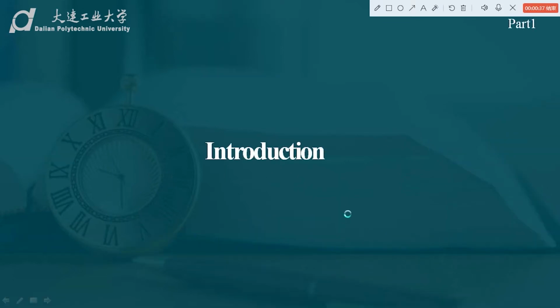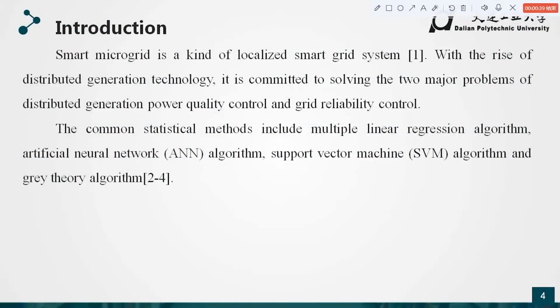This is the introduction. As the society's demand for electricity is increasing, traditional energy and environmental pollution problems are becoming more and more serious. And distributed power generation has developed rapidly worldwide. The effective integration of the microgrid and distributed power generation is an important means to solve the problem of distributed power generation grid connection.